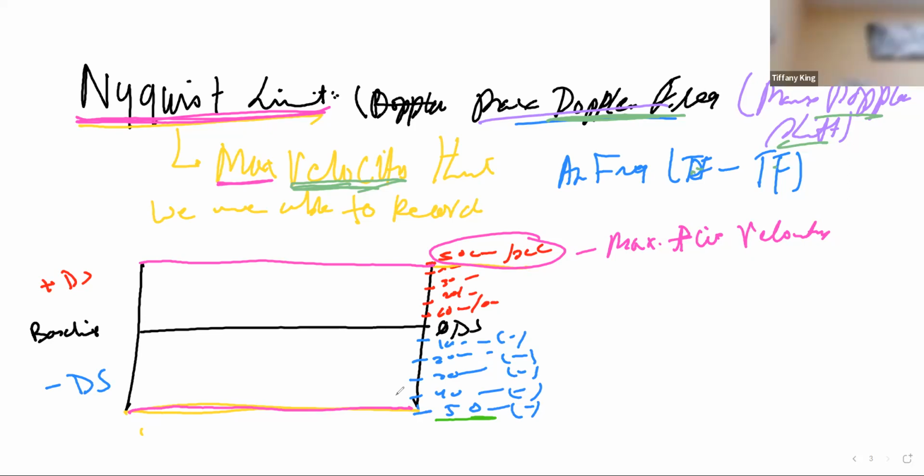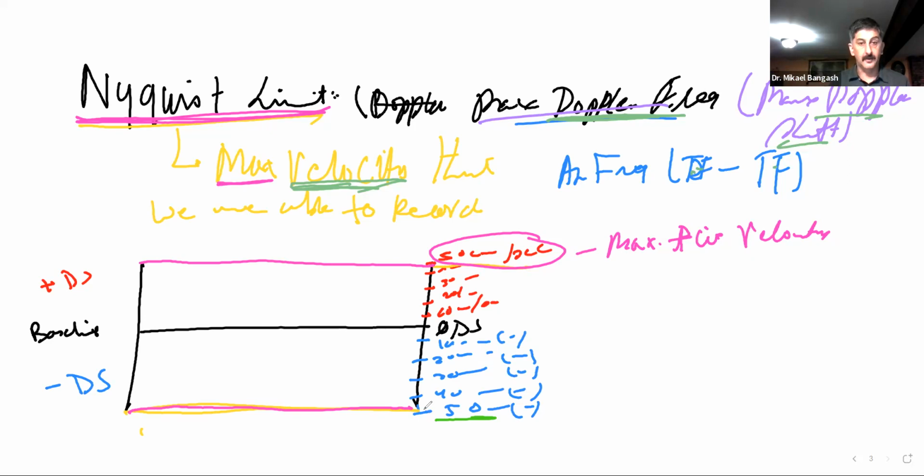Yeah. So currently, let's say this is our setting. If we record a positive Doppler shift, the max that we'll be able to record would be 50 centimeters per second. Max negative Doppler shift could be 50 centimeters per second, where positive or negative is all dependent upon the direction of the blood flow in relation to the transducer. We learned more about that, or got more specific about that, the other day, this Friday.